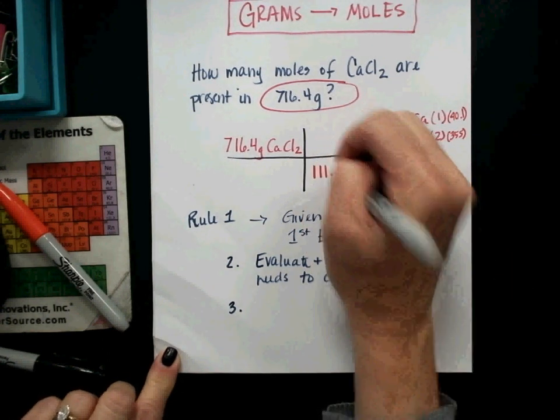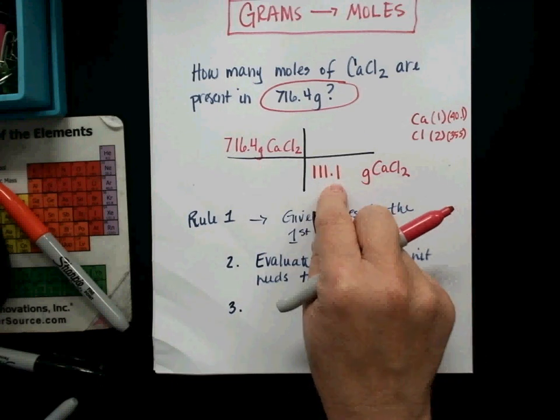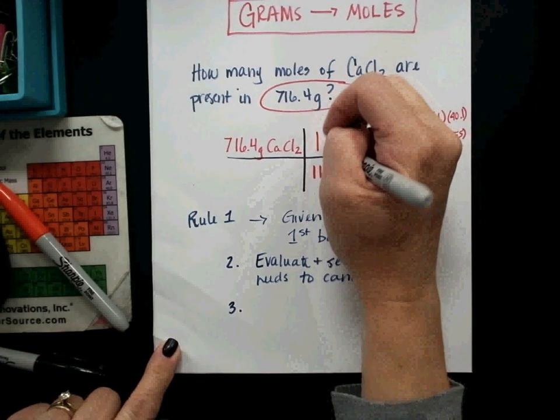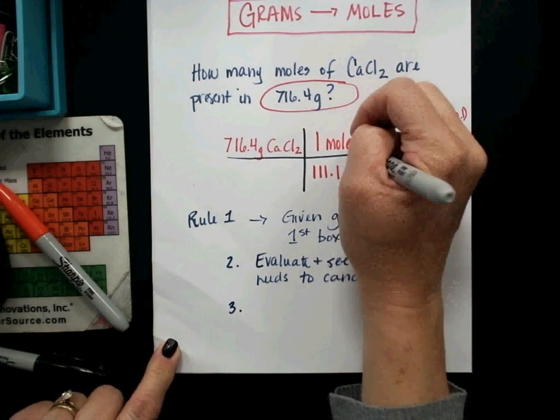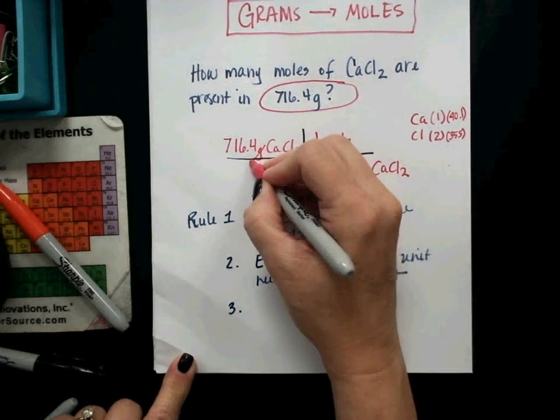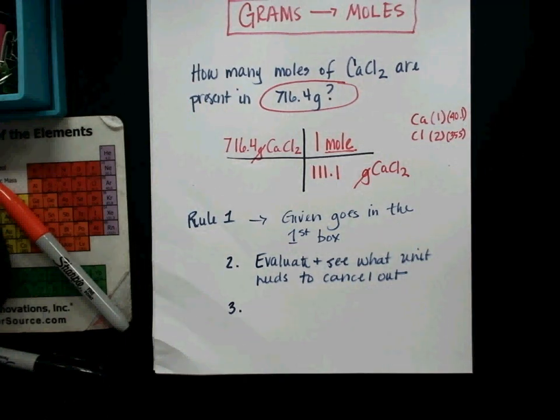Good? All right, I'm going to put it down. 111.1. So when I have to cancel grams, I know I have to use molar mass. Now, tell me this. That is the number of grams in what? 1 mole. Goes up top. So look, my grams cancel out, and I'm left with the unit I want.